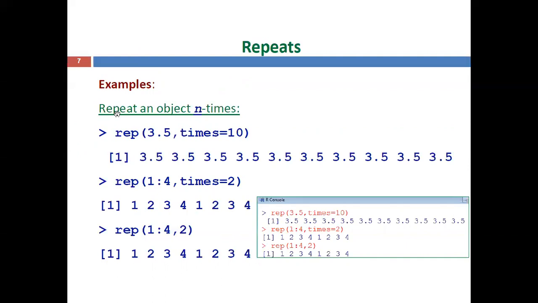The first one: repeat an object n times. A particular object is to be repeated n times, whatever the n value. Here we will see demonstrations one by one. The first example: rep of 3.5, so the value is 3.5, comma, times equal to 10. Here times equal to 10 means the number of times that value is repeated. Here only one value is there, 3.5. This will be repeated 10 times, the same value.